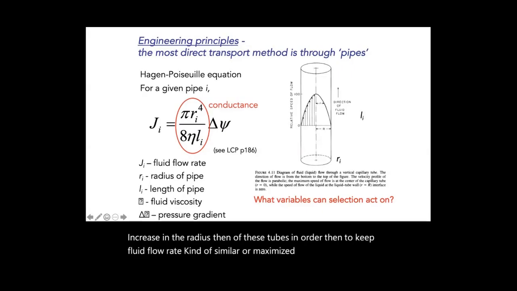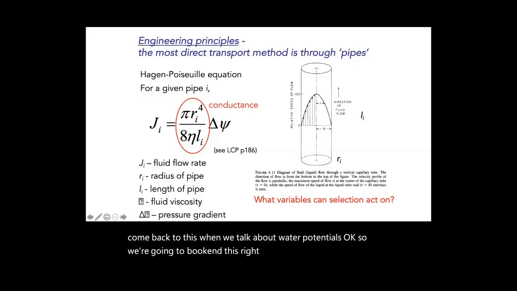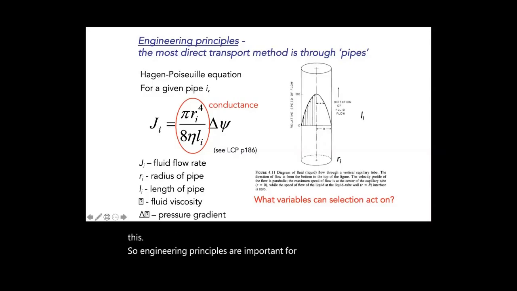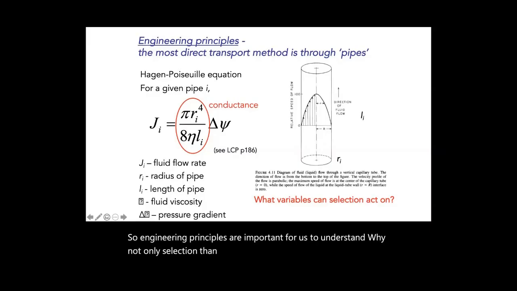Now there's one more term here, something known as delta psi. Again, I have a PowerPoint failure here. That should be delta psi. That's the pressure gradient between the soil and the atmosphere. We're going to come back to this when we talk about water potentials. Okay, so we're going to bookend this right here, and we're going to put a pin in it. We're going to leave it there, and we're going to come back to this. So engineering principles are important for us to understand why selection for increased height influenced the evolution of the conducting material, or the conducting tissue itself.